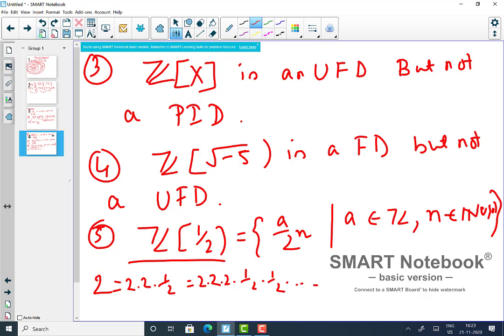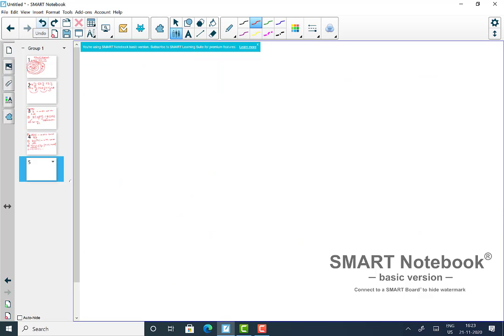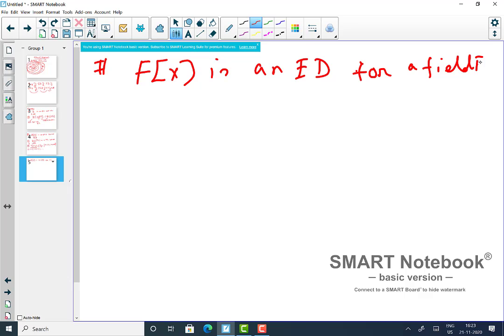Okay, now a few important things before we give the proof. One important thing which we already discussed, that I recall, is that we proved that for a field F, the polynomial ring F[x] is a Euclidean domain. Okay, now the question is: what about the converse?